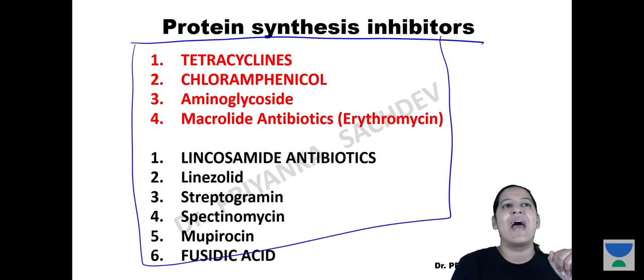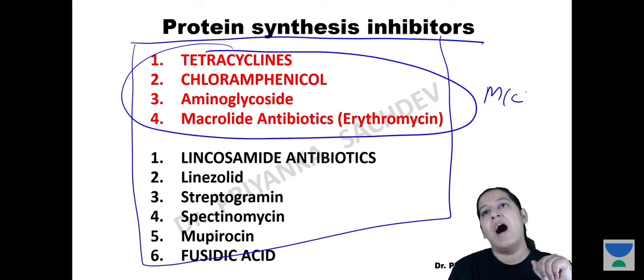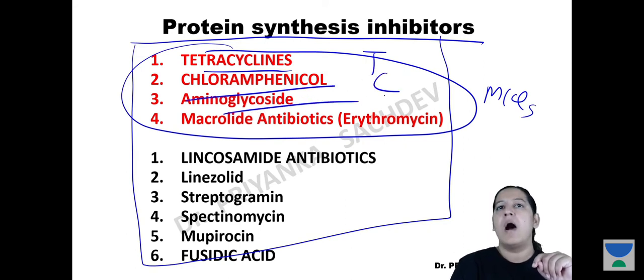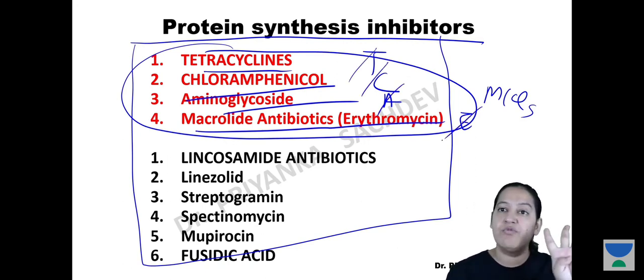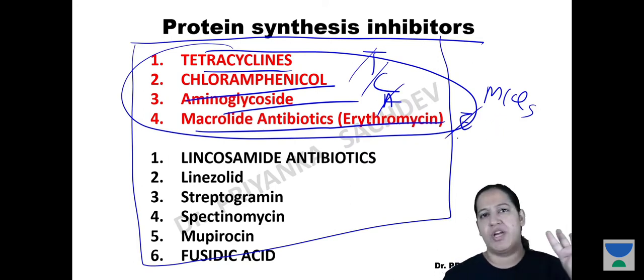From these 10, the most important, on which most of the MCQs are asked, are these four: tetracycline, chloramphenicol, aminoglycoside, and macrolide or erythromycin. Erythromycin will be the prototype from macrolide. So TCAE. I am going to teach you these four in much detail. Expect one MCQ from this portion. It is a very important portion for your MCQs.